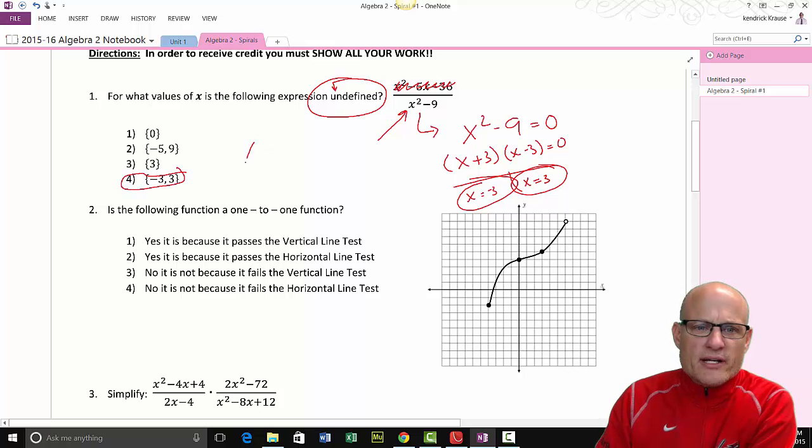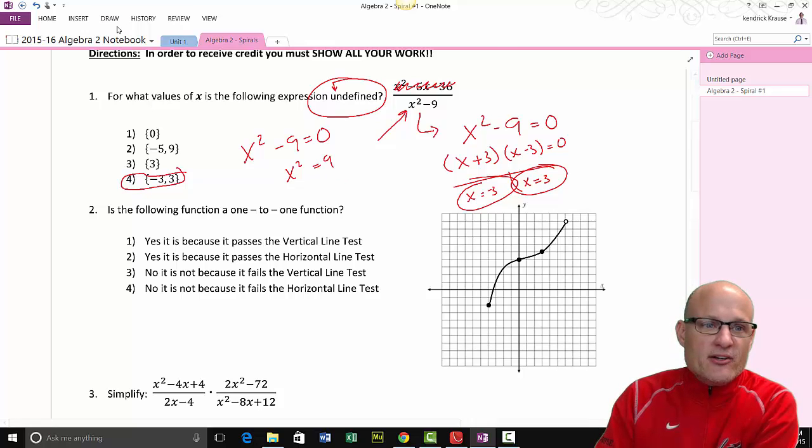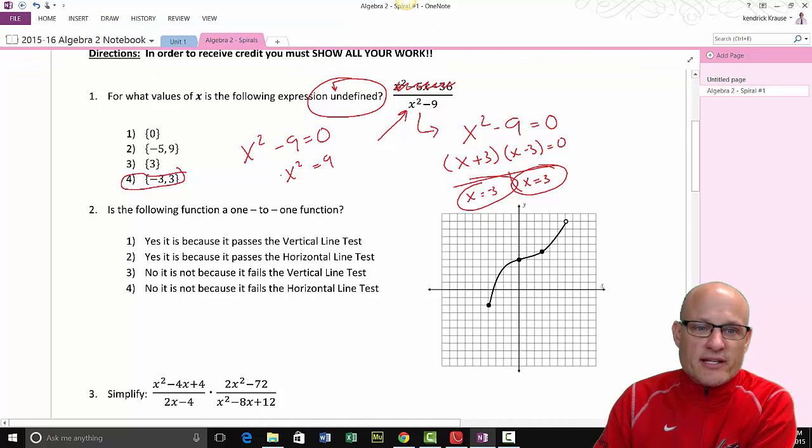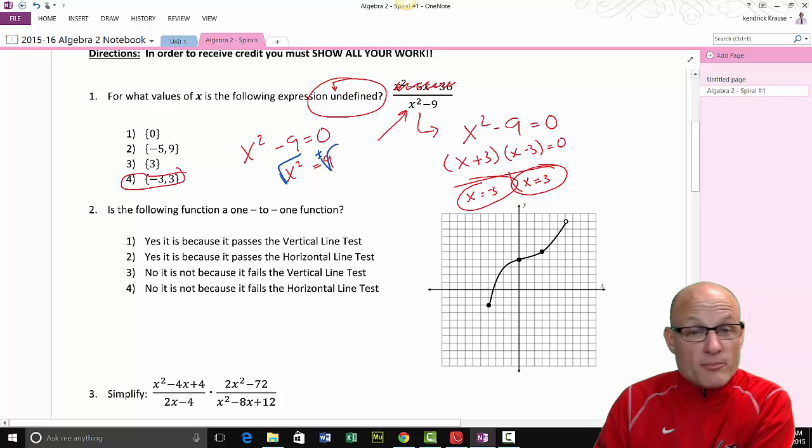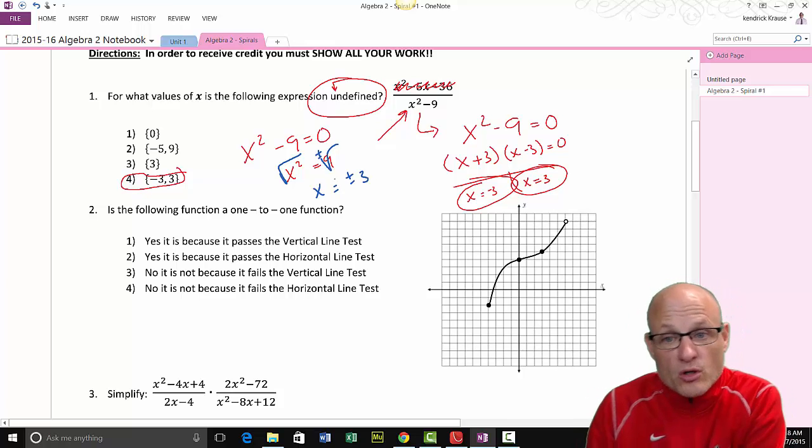However, if you would like to also do it this way, x squared minus 9 equals 0. A lot of you did it this way. Subtract 9. x squared equals 9. And then, here's the tricky part though. If you're going to take the square root of a side, you actually have to remember that you're going to get 2 answers, 1 plus, 1 minus. And so you actually get x equals plus or minus 3. And that's why it's choice 4.